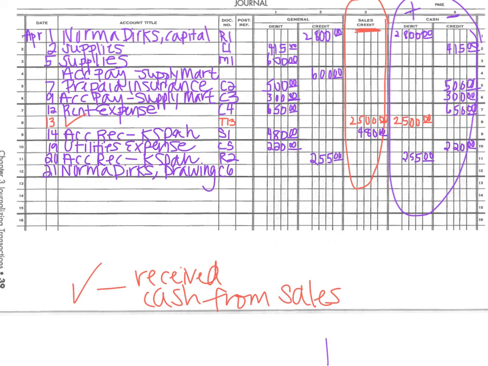If we were taking money out of the business, we would be decreasing the business's cash. So I would need to credit cash for $1,500. And then I'm debiting my owner's equity. So I would debit drawing for $1,500.